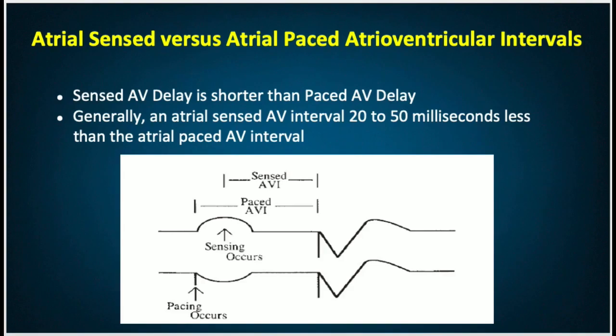The appropriate difference in the atrial sensed AV interval setting and the atrial paced AV interval setting is probably variable in different patients. The most appropriate values for these parameters are somewhat empirically determined. Generally, an atrial sensed AV interval is 20 to 50 milliseconds less than the atrial paced AV interval.